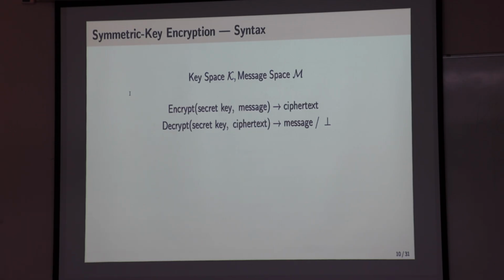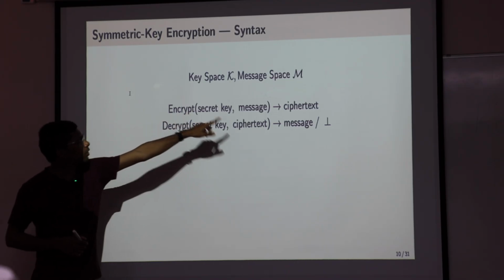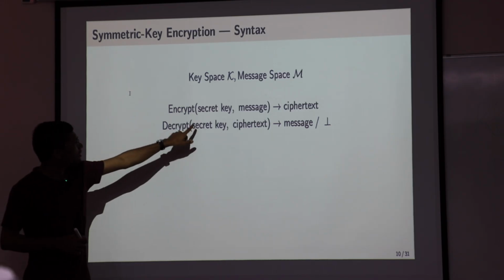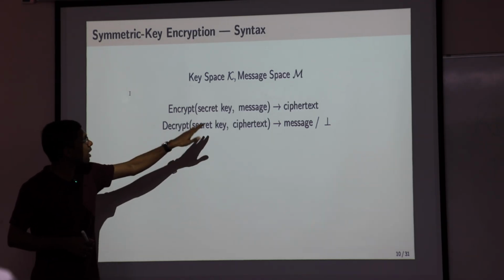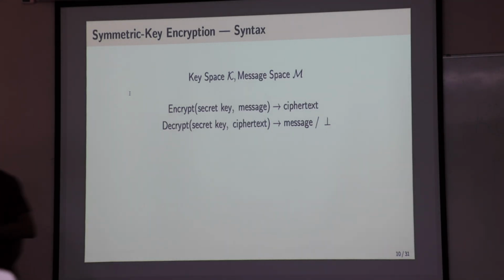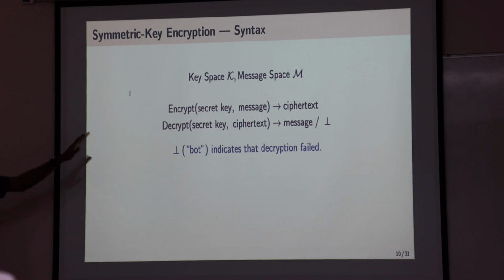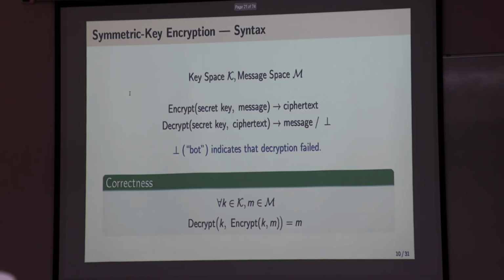So just to make things formal, there's a key space K, the message space M, and there are two algorithms. There's encrypt and decrypt. Encrypt takes a secret key and a message and produces a ciphertext. Decrypt takes a secret key and a ciphertext and produces a message, or produces this special symbol bot, which denotes that decryption failed. Okay. So this is going to be a syntax. Otherwise, there are these two algorithms, encrypt and decrypt, and these work with a key space K and a message space M.